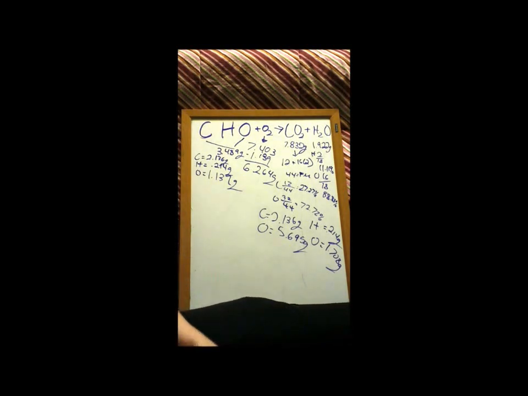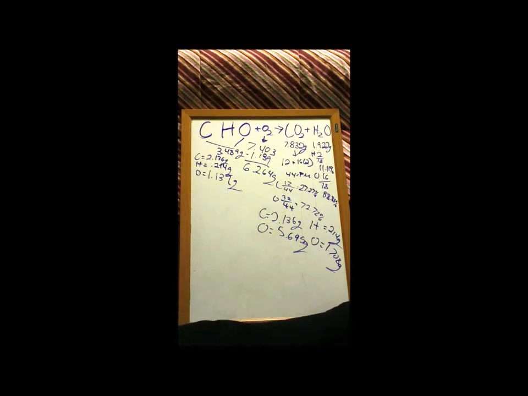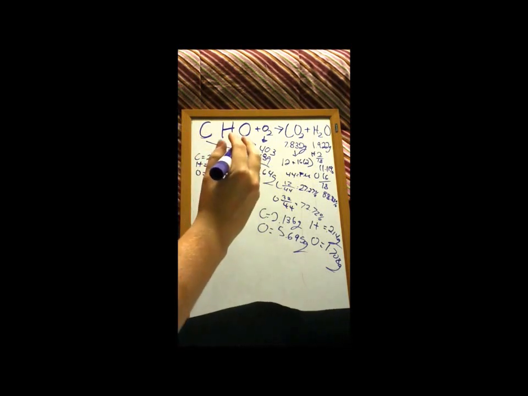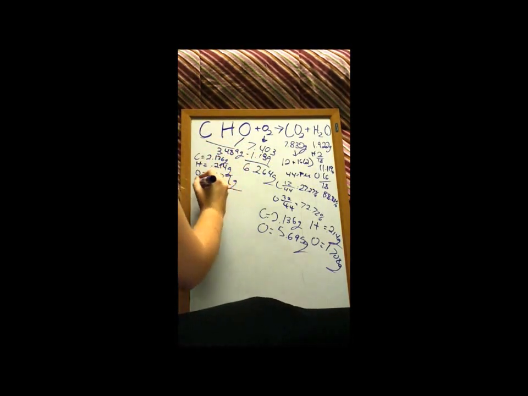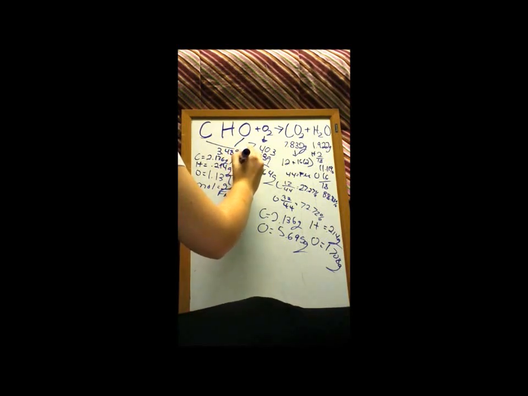So now the problem says, okay, it asks what is the simplest formula for this compound. So now we have the total number of grams. We want to convert them to moles. The formula for moles is moles equals grams over formula mass. So each of these numbers we're going to divide by the formula mass. So we'll divide carbon by 12, hydrogen by 1, and oxygen by 16.